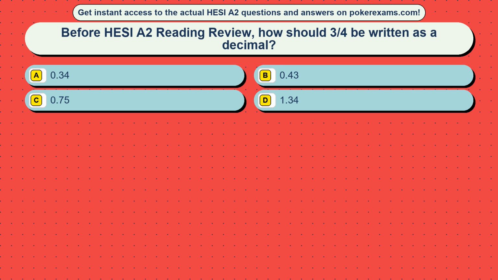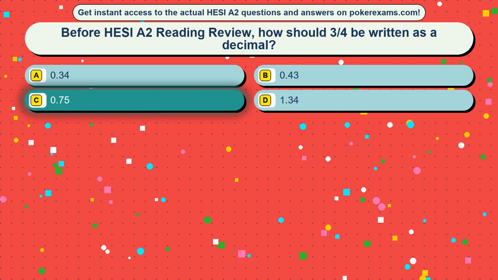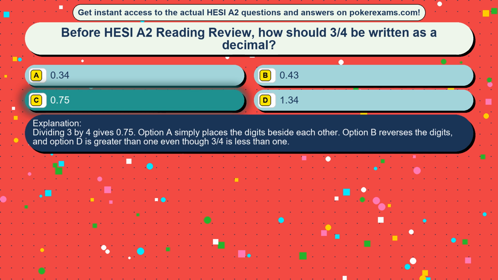Option A, 0.34. Option B, 0.43. Option C, 0.75. Option D, 1.34. The correct answer is option C, 0.75. Dividing 3 by 4 gives 0.75. Option A simply places the digits beside each other. Option B reverses the digits, and option D is greater than 1 even though 3/4 is less than 1.